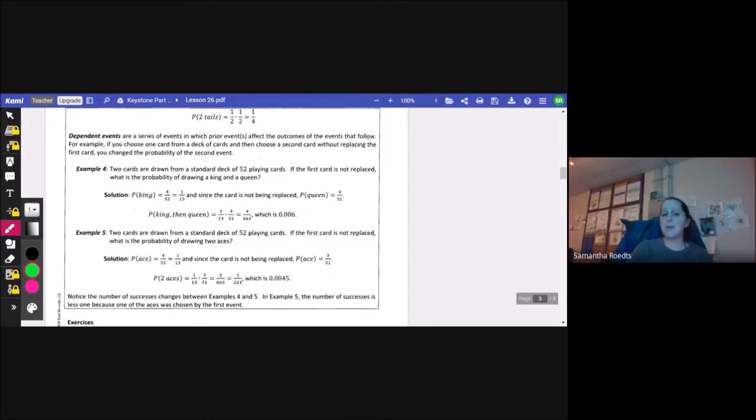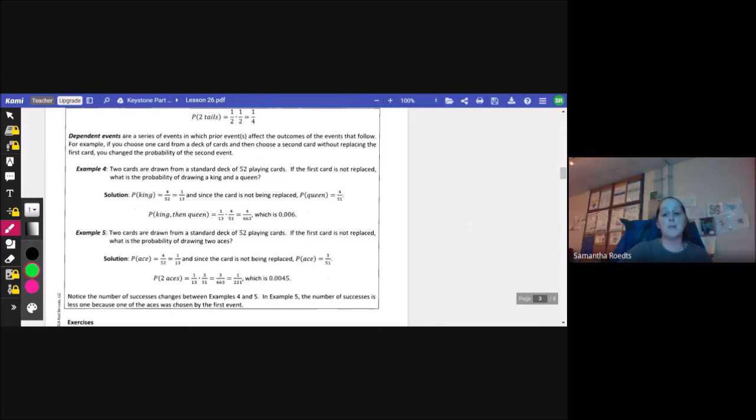Example 5, 2 cards are drawn from a standard deck of 52 playing cards. If the first card is not replaced, what is the probability of drawing 2 aces? The probability of drawing 1 ace is 1/13. Since the card is not being replaced, there are 51 cards left in the deck, and there are 3 aces left. So the probability of drawing a second ace is 3/51. I multiply 1/13 times 3/51, which gives me 3 out of 663, equals 1 out of 221, which is 0.0045.